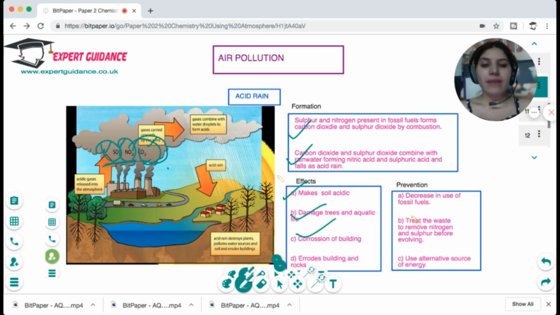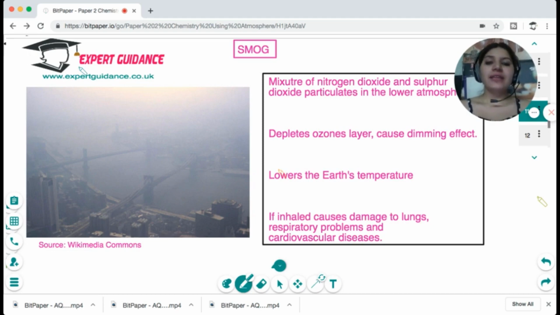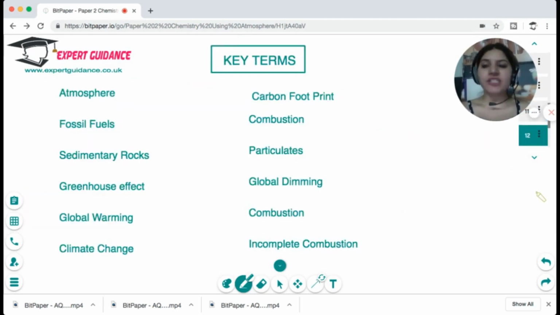To prevent them, we should decrease the use of fossil fuels, treat the waste to remove nitrogen and sulfur before releasing it, and use alternative sources of energy. Now, the mixture of nitrogen dioxide and sulfur oxide forms particulates in the lower atmosphere. You can see some dimming effect at times. Now, this dimming effect is lowering the Earth's temperature, and it is also causing damage to the lungs and other cardiovascular problems. Okay, so I hope this topic is clear to you. A very short, sweet, and simple topic.